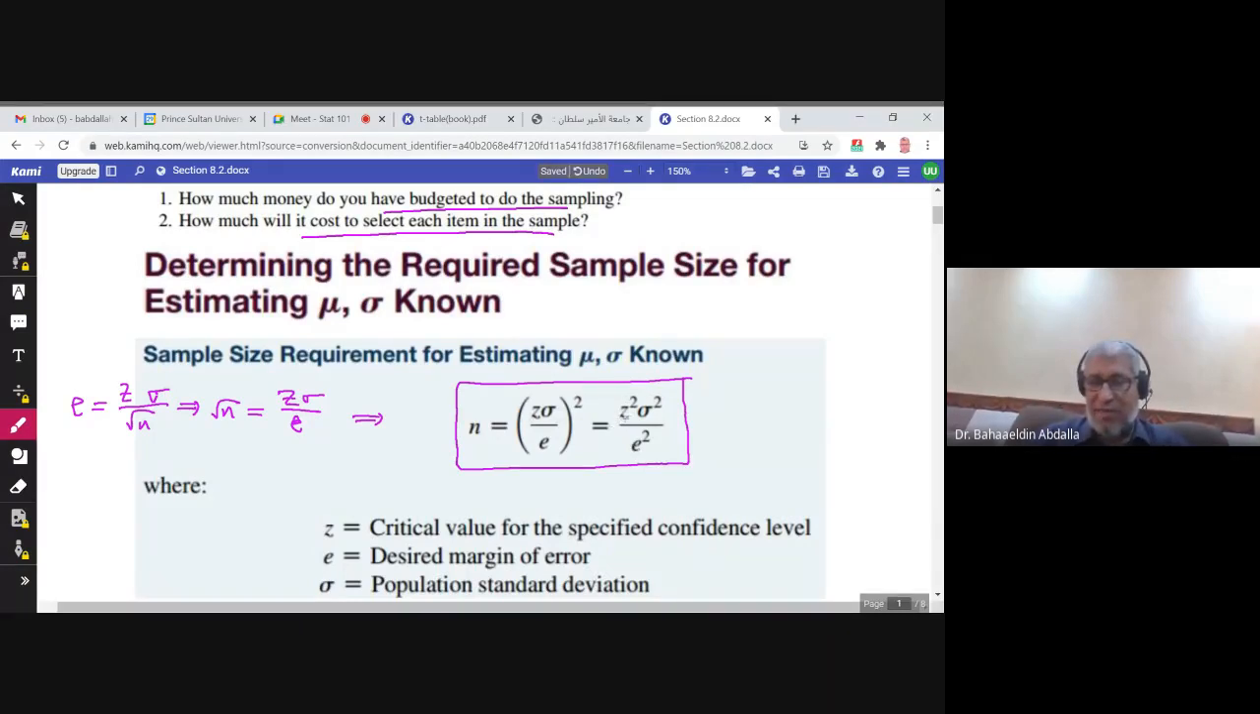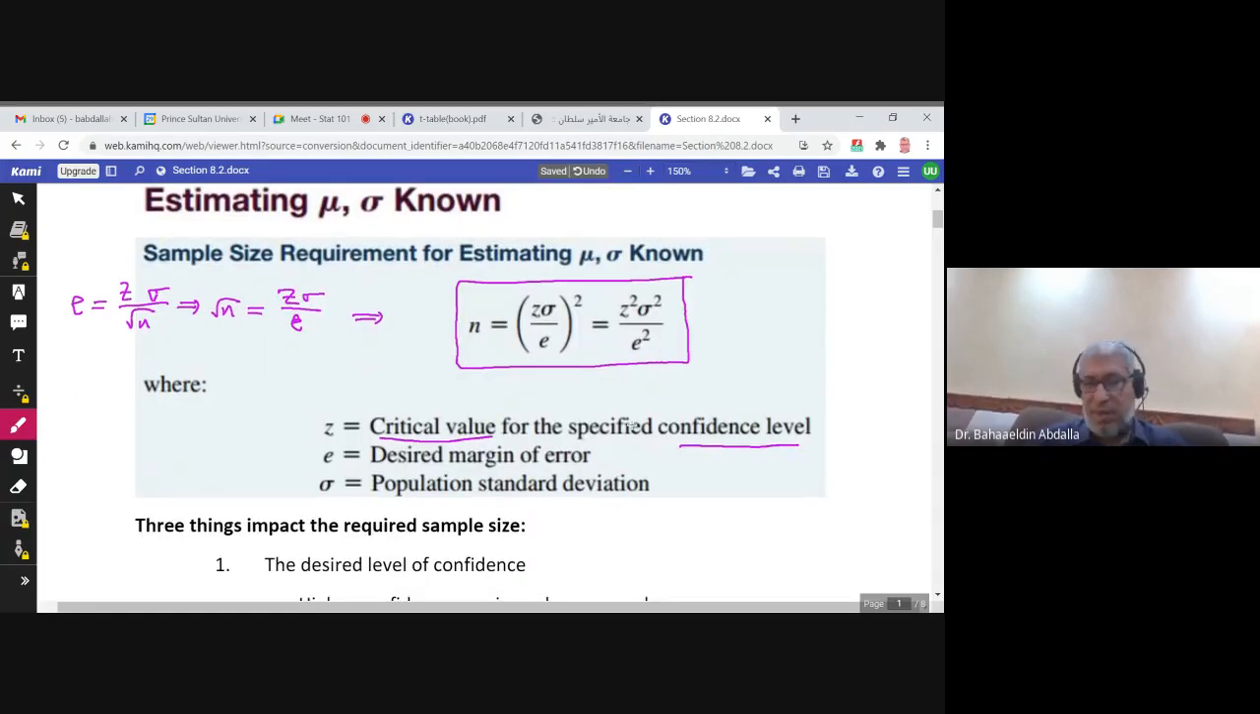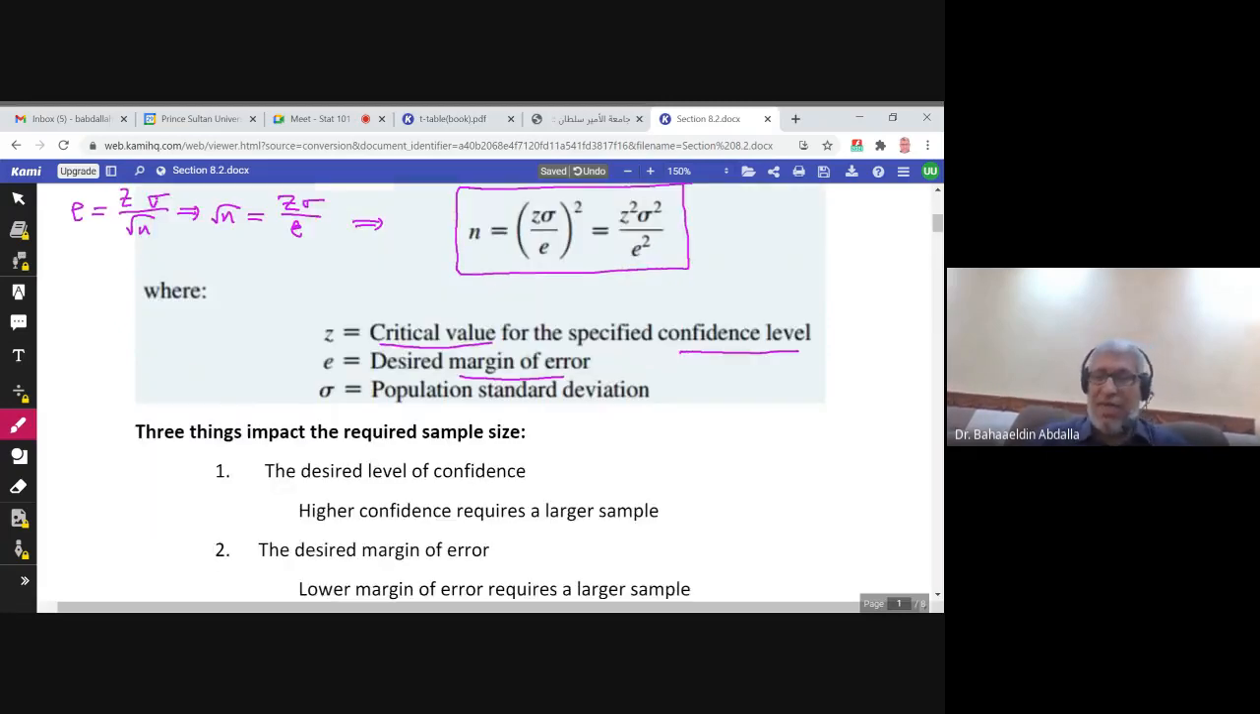You need z square. How do you find z? You must have the confidence level. The confidence level should be given. So once you have the confidence level, you can find the critical value, which is z. You need the population standard deviation sigma, and you need the margin of error. The margin of error e should be known in the question. All right. So these three variables affect the sample size.